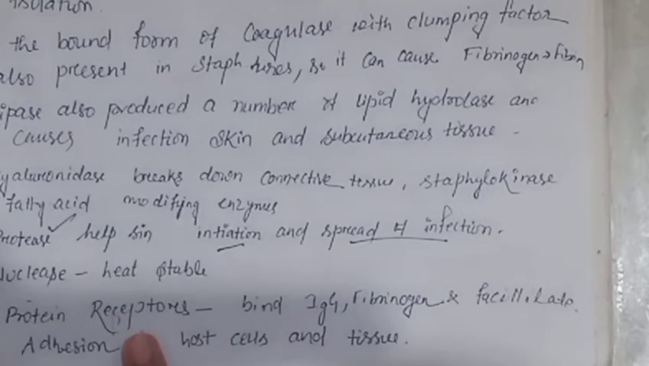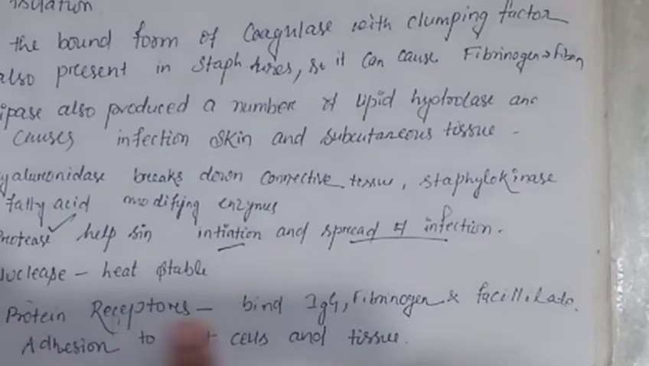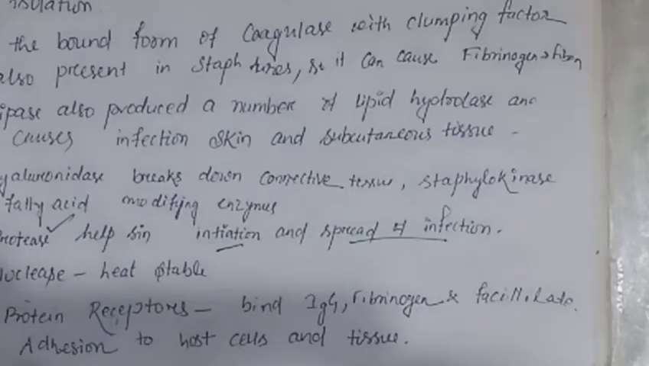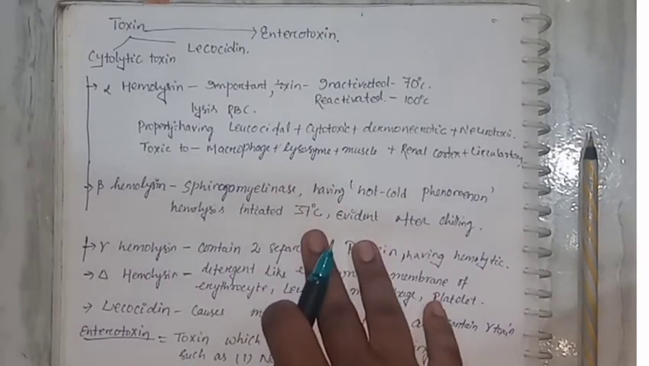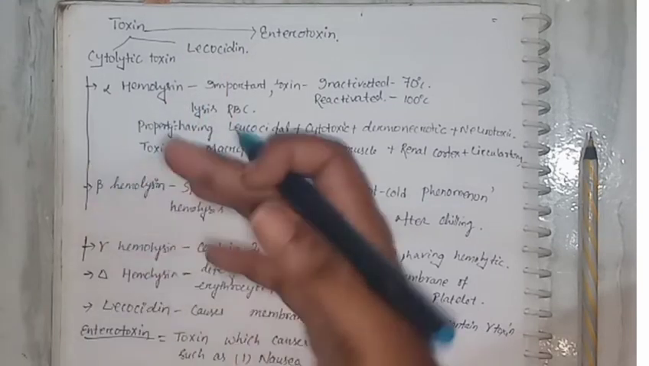Then the protein A receptor, which binds to IgG and fibrinogen and facilitates the adhesion of the host cell to the tissue. So by this protein receptor, the Staphylococcus enters the tissue of the host cell. That was the pathogenicity of cellular enzymes. Now we go towards the toxins of the Staphylococcus, how they cause pathogenicity.